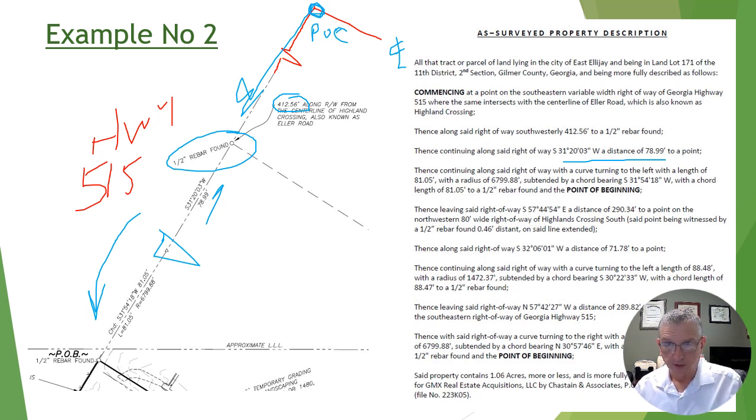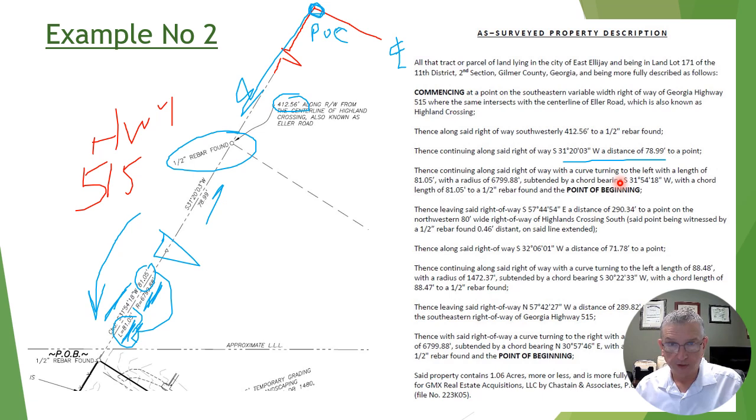with a curve turning to the left with a length of 81.05 feet. There's your 81.05 with a radius of 6799.88, subtended by a chord bearing south 31 54 18 west. That's right over here with a chord length of 81.05 feet. Excuse me, I actually got those backwards. The curve is so flat that the chord and the arc are the same distance. That's a rare occurrence. Almost always your arc is longer, but the curve length is 81.05. That's down here. The chord is also 81.05, but it's up here where the chord is defined.